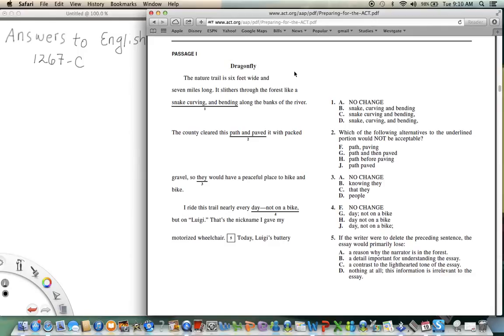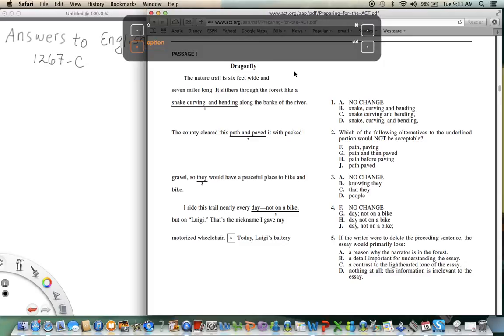The first 5 questions of the ACT practice test that's on the ACT website, act.org. And this is test number 1267C. So you can read along in that book or just read the screenshot here of the first page. Take a moment and try to answer questions 1 through 5. You can pause, and when you're ready to come back, we'll go over the answers.